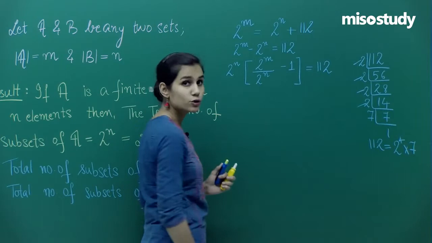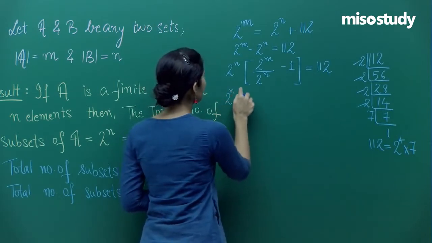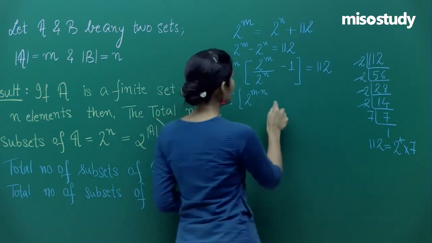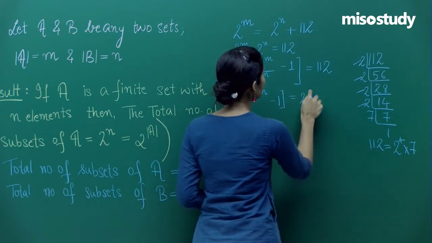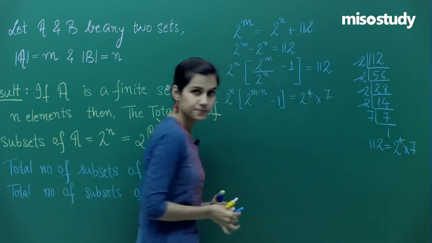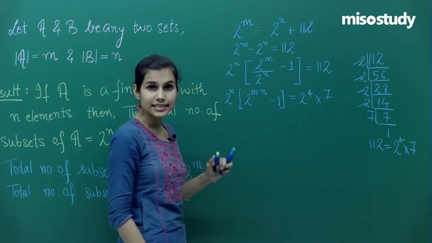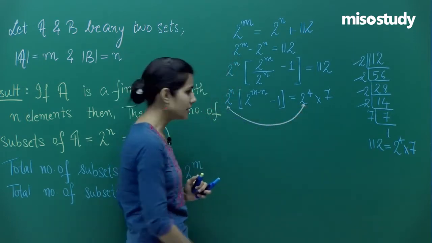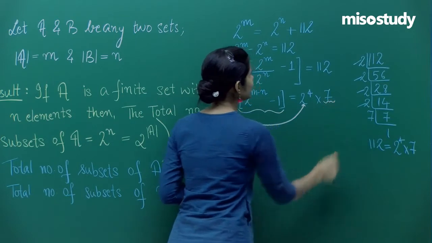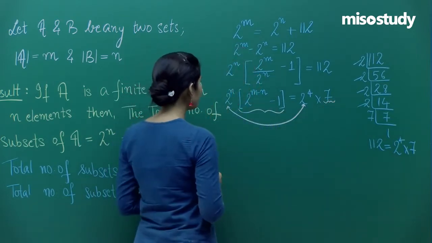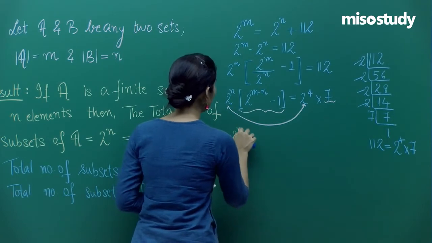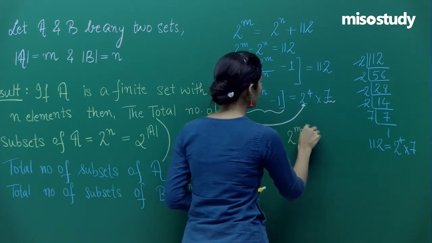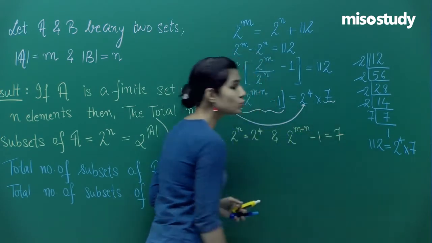And now we just have to sort this out. This is 2 to the power n. This is 2 to the power m minus n by the very laws of exponents. Minus 1 is 2 to the power 4 into 7. Now if you consider the statement that we have got, this particular term gets compared with this particular term and this bracket gets compared with this. And therefore what you obtain is 2 to the power n is equal to 2 to the power 4 and 2 to the power m minus n minus 1 is equal to 7.